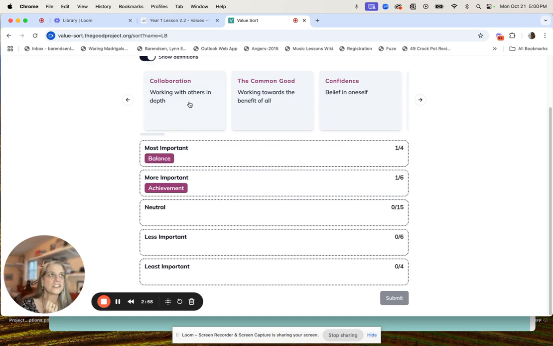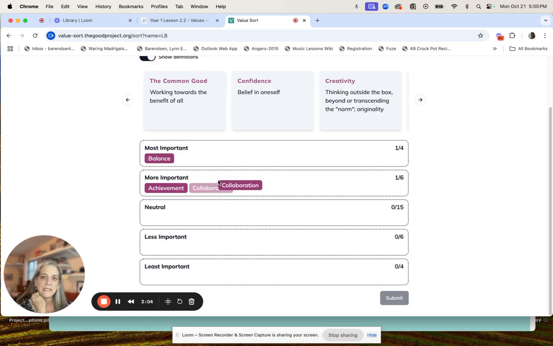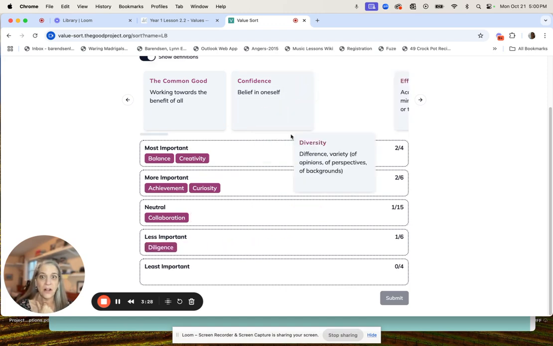What about collaboration? How do I feel about working with other people? Is that important to me? It really is. Is it as important as achievement? Sometimes I'll put it here, but you can tell your students you can always move it later. So, creativity, very, very important. I might put that in the most important. Curiosity, also super important. And you're going to find, and you can say this to your students, it's going to be hard to put anything in the lower and less important category. So all of these things are important.